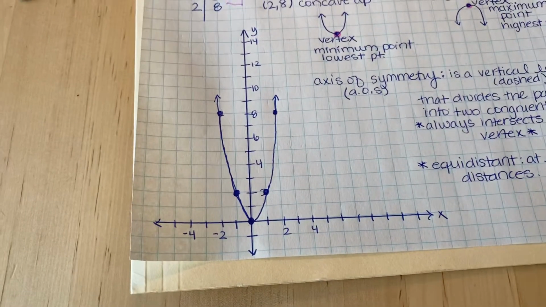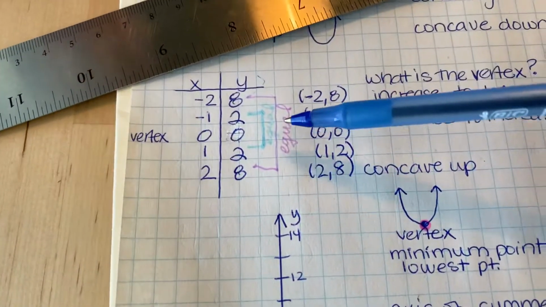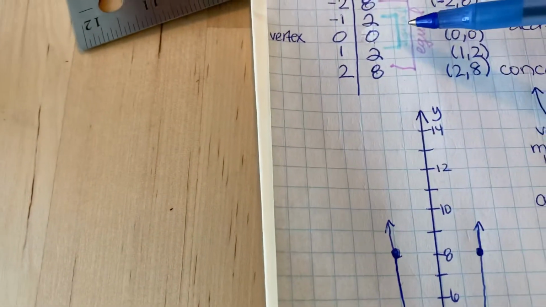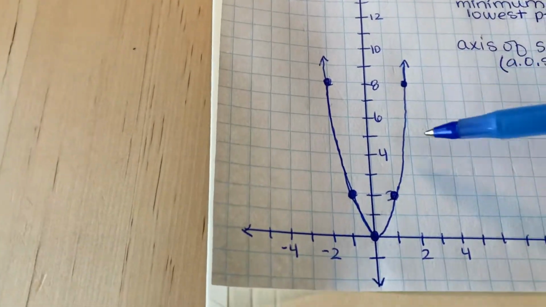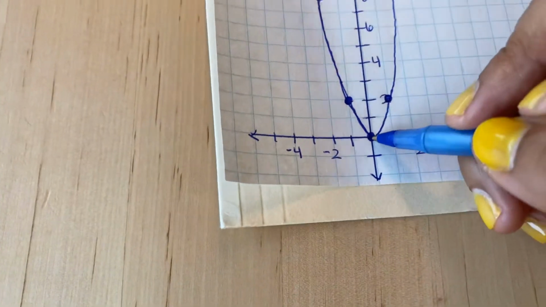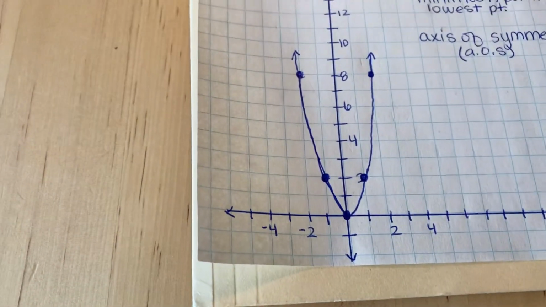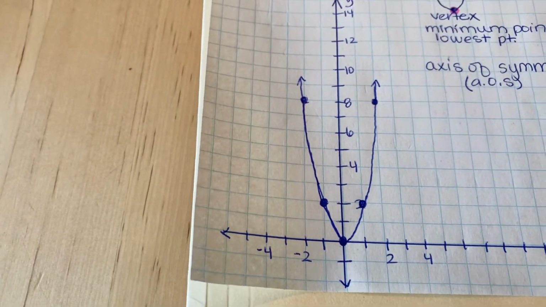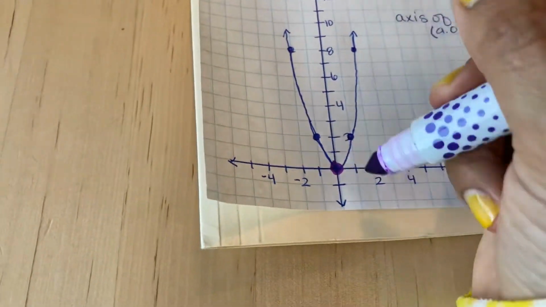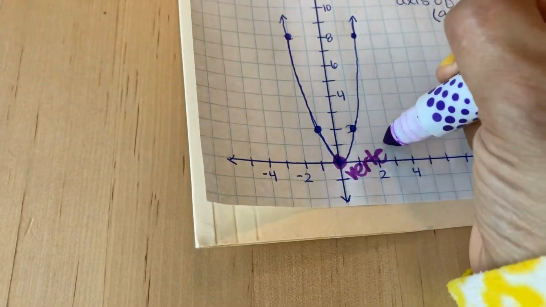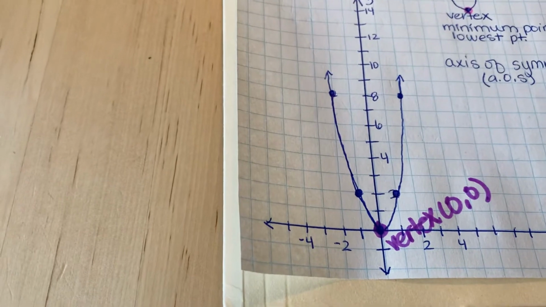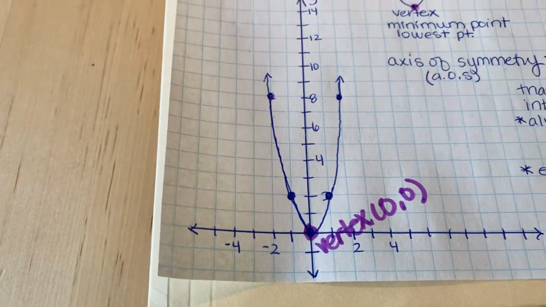Okay, now let's talk about back to this equality and this equidistant word. If you notice, here is my turning point. This is my vertex. This here is your vertex, and I will label that in a second. This here is my vertex point, 0, 0, okay?